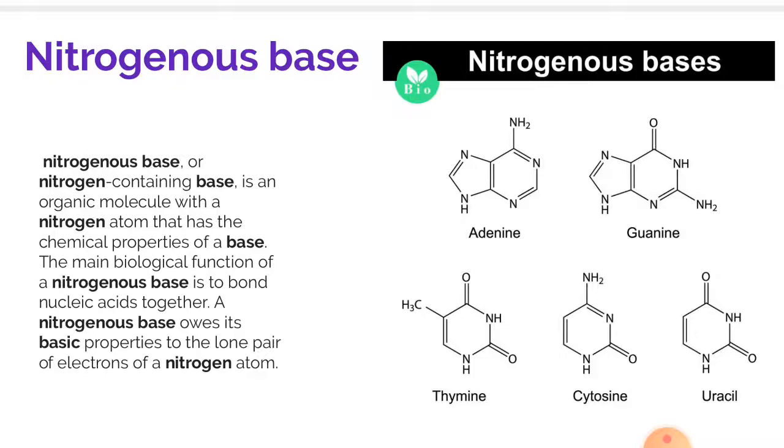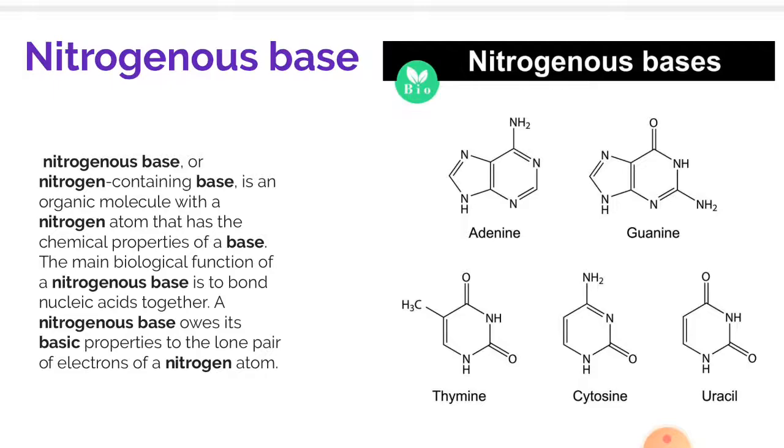So a nitrogenous base is a nitrogen-containing base, right? It is an organic molecule with a nitrogen atom that has the chemical properties of a base. The main biological function of the nitrogenous base is to bond the nucleic acids together. A nitrogenous base owes its basic properties to the lone pair of electrons of a nitrogen atom. And you see the purines, that is adenine and guanine here, and the pyrimidines, that is thymine, cytosine and uracil.